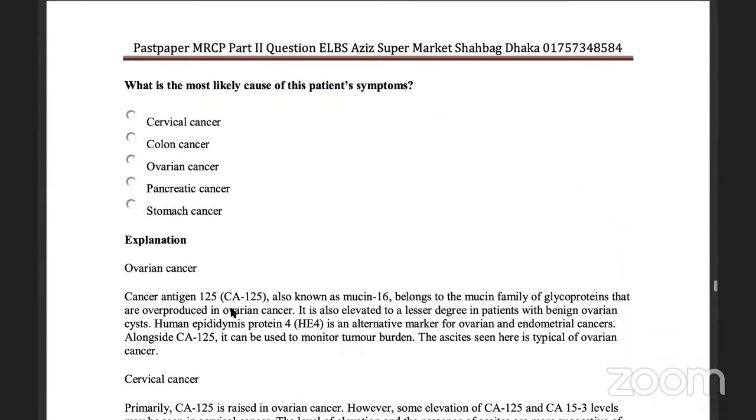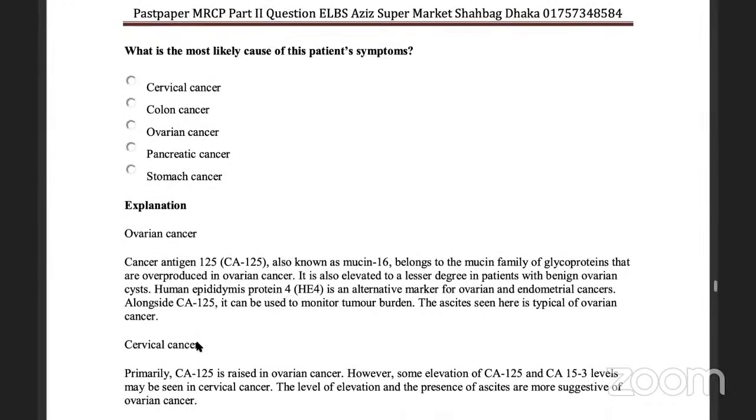So CA-125. Okay. Human epididymis protein 4 is the alternative marker for ovarian and endometrial cancer. Alongside the CA-125, it can be used to monitor the tumor burden. The picture seen here is typical of ovarian cancer.